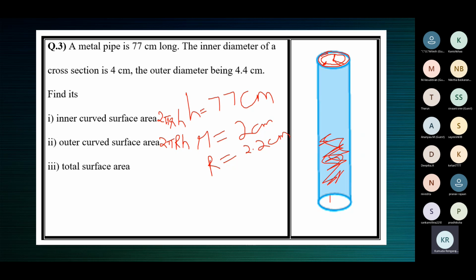Then there's a ring on the top here. You'll have to paint this brim. Here there's nothing to paint because it's hollow. Because the metal pipe is thick, a ring is formed here, and you'll have to paint this ring. Similar thing you'll have below. This ring you have to paint too.